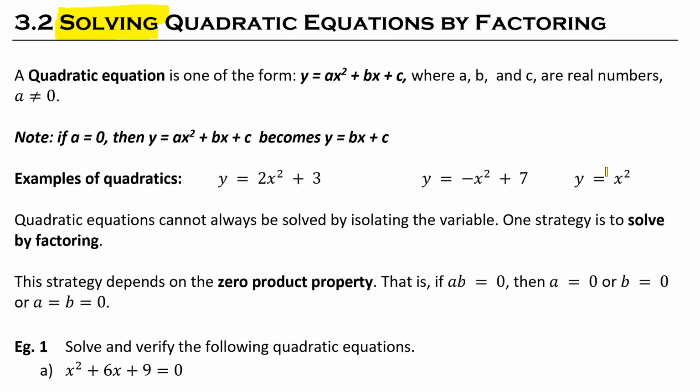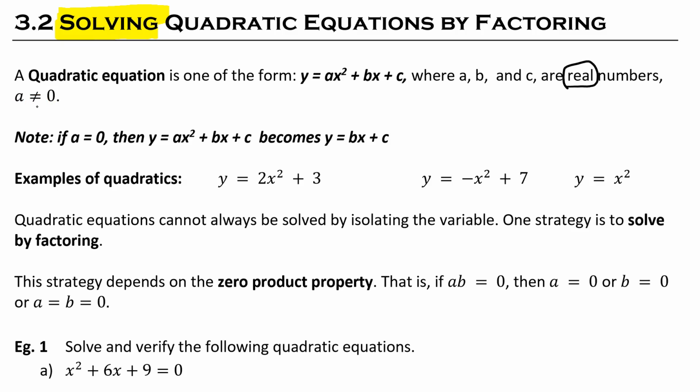In the case of today, we're going to just be dealing with one variable, so we're going to figure out what x equals. So just to revisit what we were talking about before, a quadratic equation is one of the form y equals ax squared plus bx plus c, where a, b, and c are real numbers. Real numbers, and they cannot equal 0.